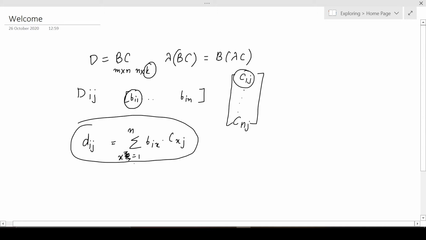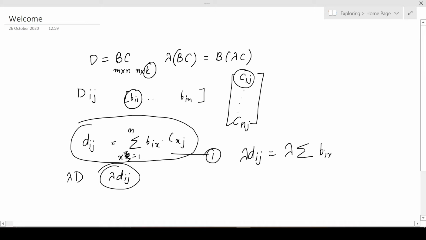Now let's try to think of how the entry of lambda D will look like. By definition, it will just multiply the entry in the ith row and jth column by lambda, right? So we'll have to multiply this equation 1 by lambda on both sides. So lambda times dij equals lambda times the sum, where x varies from 1 through n, of bix into cxj, right?